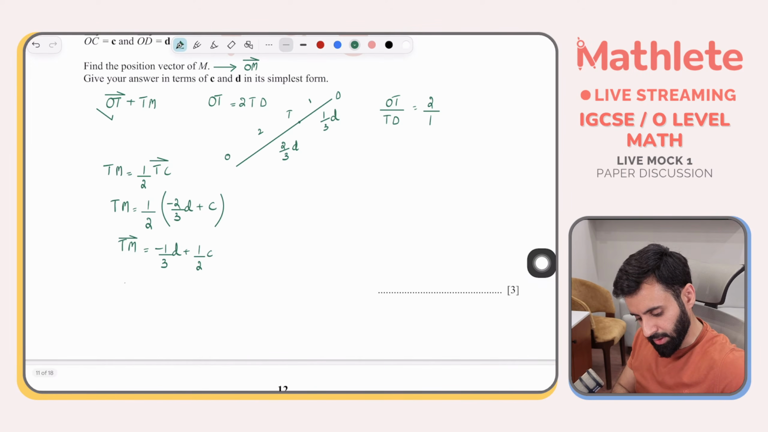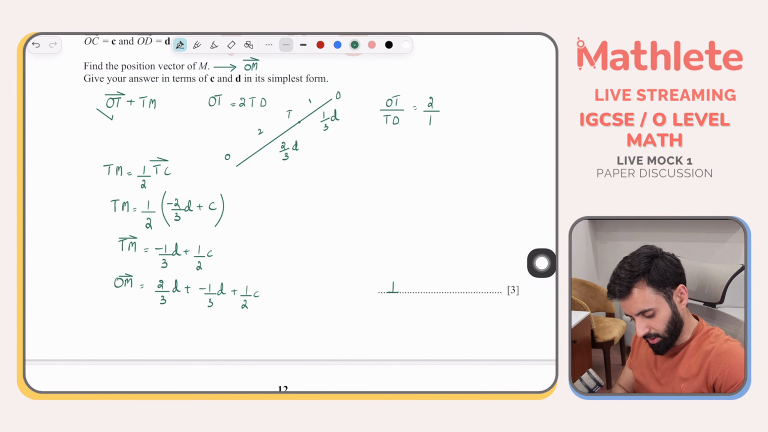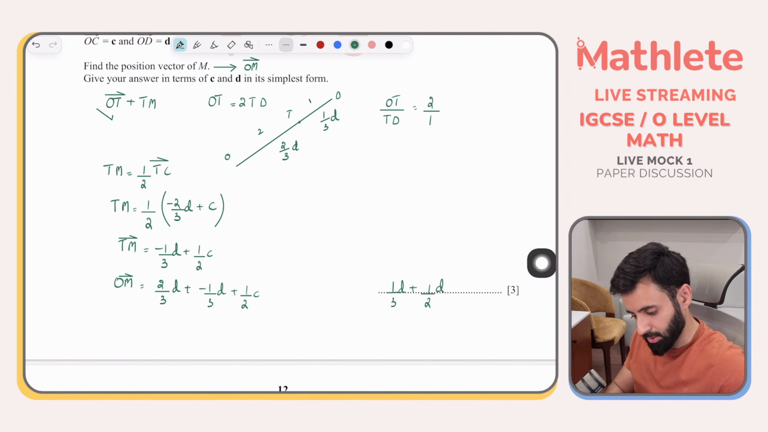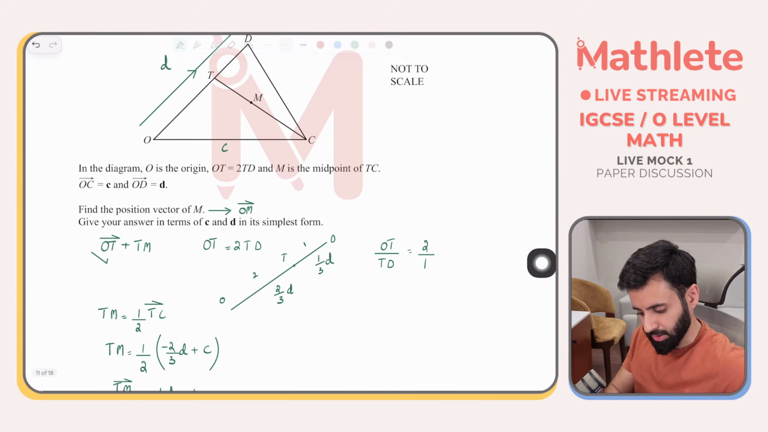Now it's time to put it all together. So OM will be equal to OT plus TM. OT we've already worked out. That's 2 upon 3D plus minus 1 upon 3D plus half C. Okay, so 2 upon 3 minus 1 upon 3 is equals to 1 upon 3. So this becomes 1 upon 3D plus 1 upon 2C. Okay, it's all positive, no negative. 1 upon 3D plus 1 upon 2C. There you go. Okay, I'll give a summary of this again.